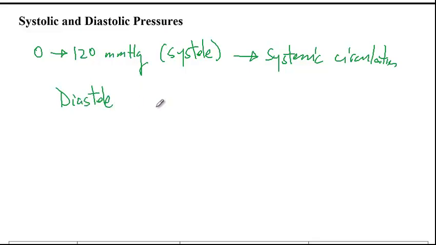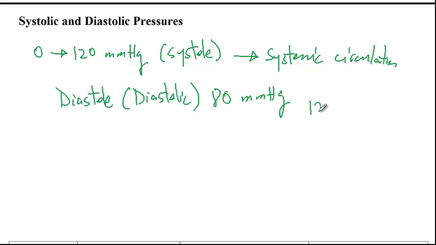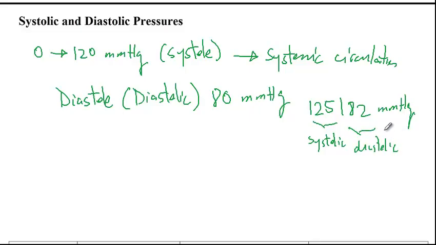During this period, it's the recoil property of the aorta that maintains the pressure. And so the diastolic pressure is maintained, usually around 80 millimeters of mercury in healthy people. So when someone says my blood pressure was 125 over 82 millimeters of mercury, for instance, they're talking about the systolic blood pressure first, and then the diastolic blood pressure after that. And the difference between these two is called pulse pressure.